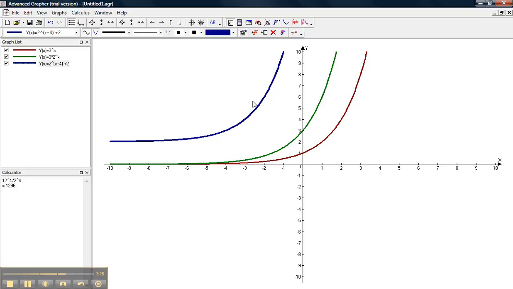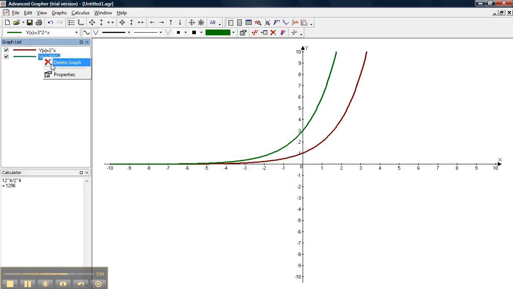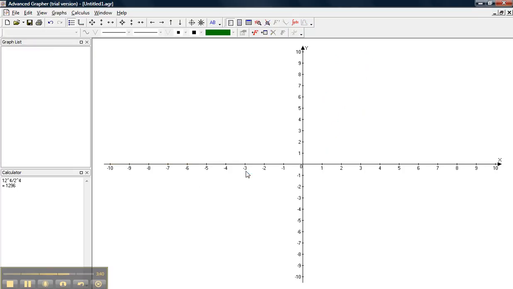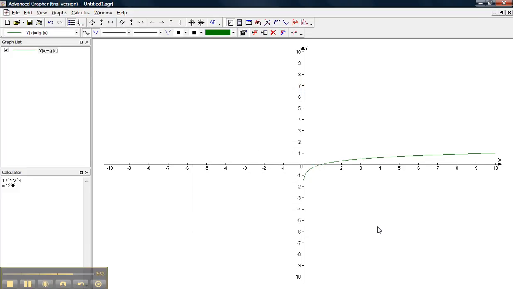Let's look at another function. Let's get rid of these. Let's look at some log functions and a few patterns, and then we'll be able to do some calculations. Let's graph log of x. And our function looks like this.